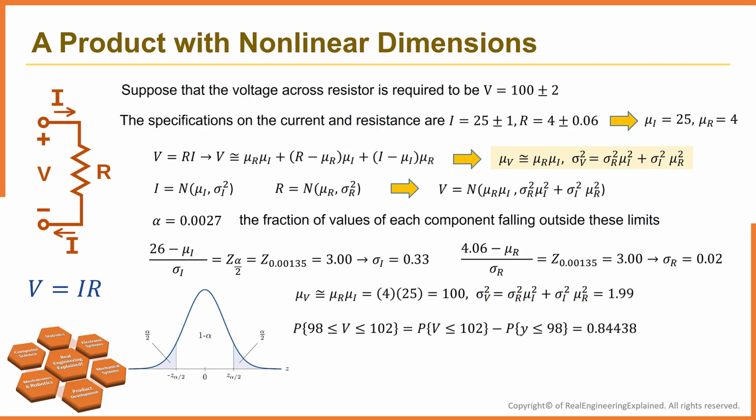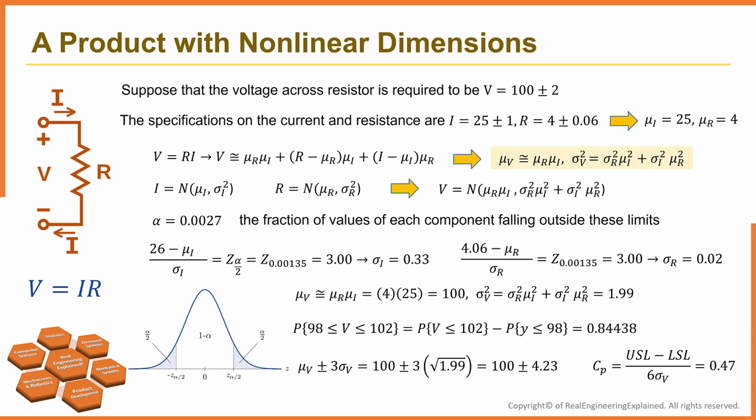So the probability that the voltage will fall within the design specification is around 84%. This means that only 84% of the observed output voltages will fall within the design specifications. Note that the natural tolerance limits can be calculated this way: mu of voltage plus minus 3 times the standard deviation equals 100 plus minus 3 times the standard deviation. The result is 100 plus minus 4.23 volts.